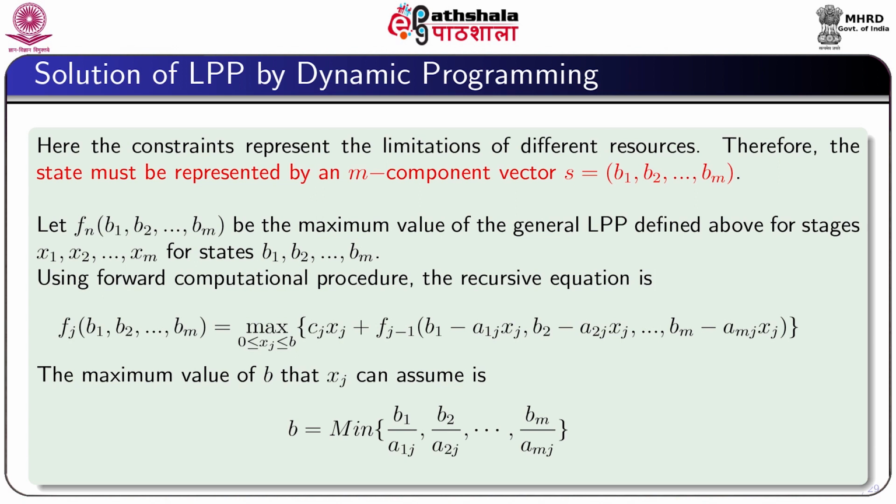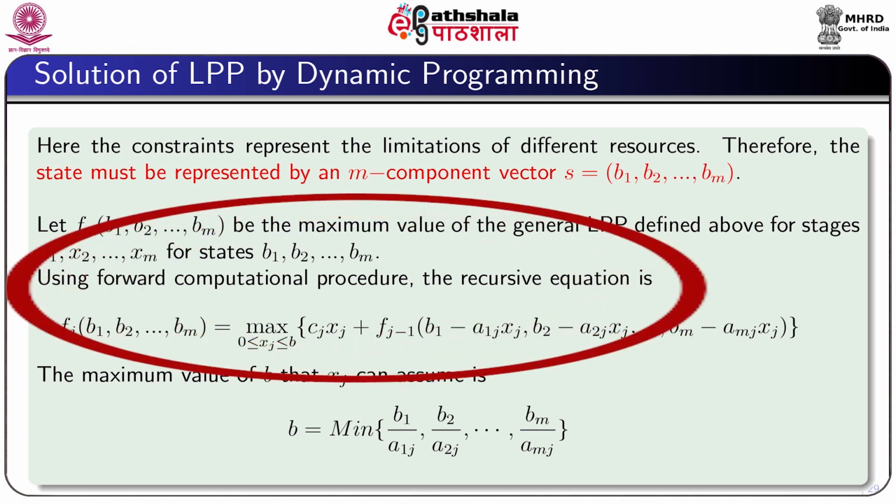Here each constraint represents the limitation of different resources. Therefore, the state must be represented by an m component vector which is b 1, b 2, ..., b m. Let f n of b 1, b 2, ..., b m be the maximum value of the general LPP defined above for stages x 1, x 2 up to x m for states b 1, b 2 up to b m.